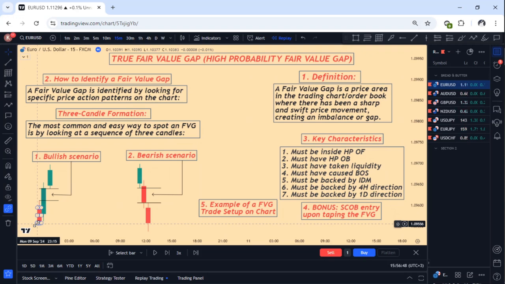and then the second candle is a strong bullish candle, an up candle that moves up sharply. You can see this moves up sharply. The third candle does not overlap with the previous bearish candle's high, leaving a visible gap between the low of the third candle and the high of the first candle. So this is the first candle, and this is the, let me just return this so that it can look neat.